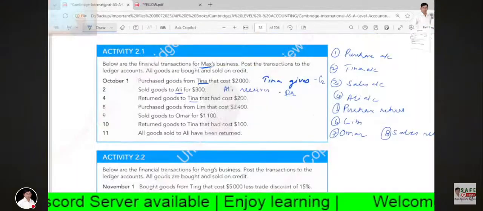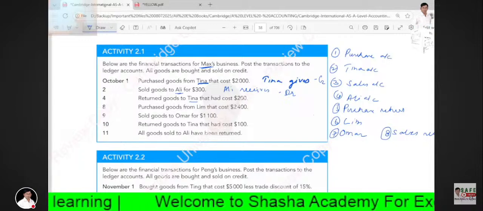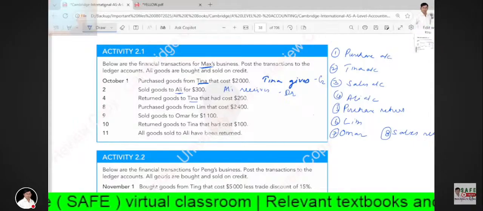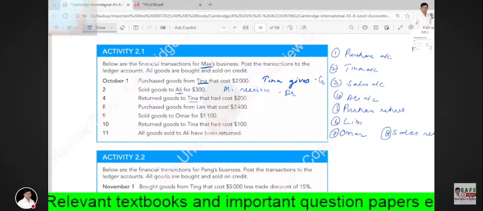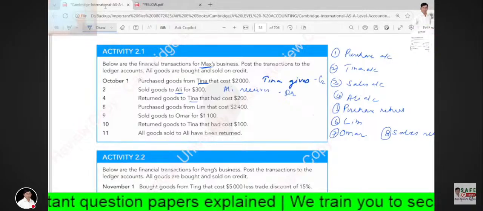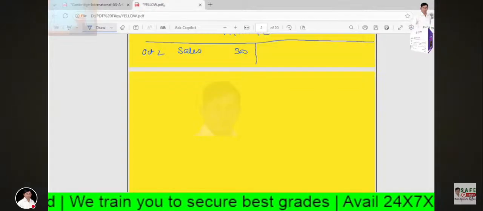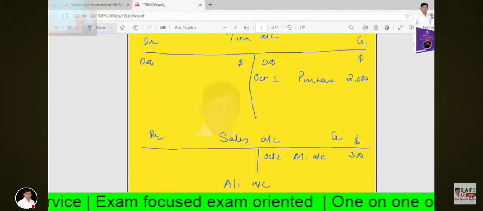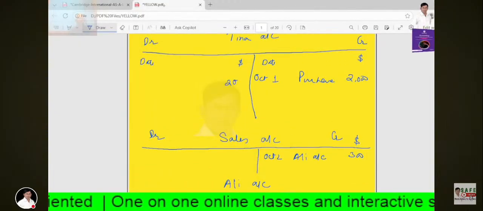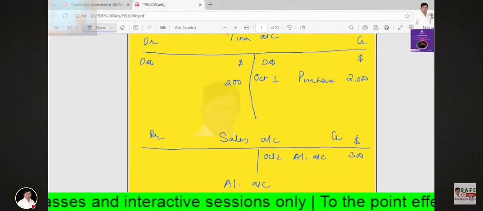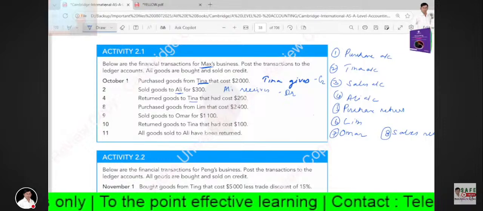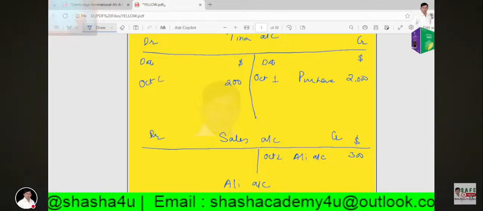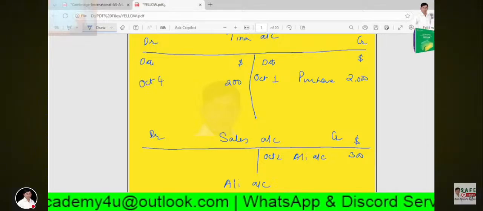Return goods to Tina that had cost 200. So now you have returned goods to Tina. Here what is happening to Tina? Tina is receiving. Here Tina receives. So Tina account will be debited with 200. On what date? On October 4th. October 4th, Tina account is debited with 200.